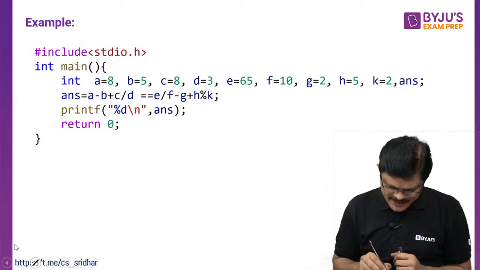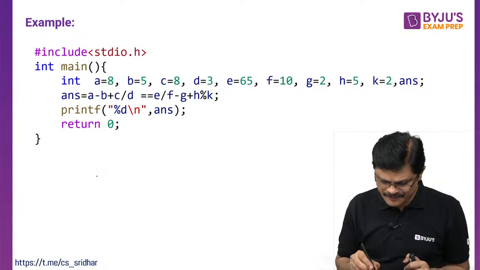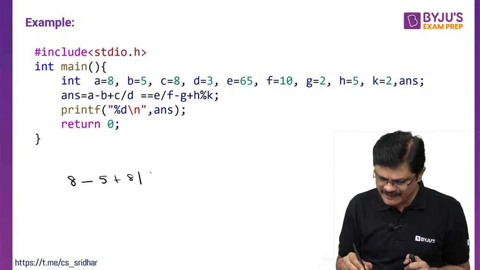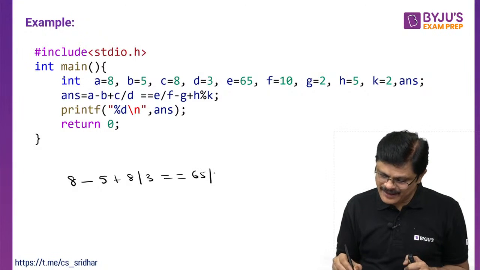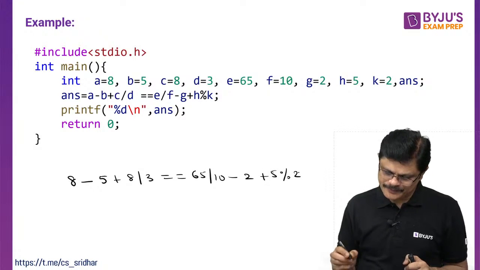Meanwhile, I'll just keep this equation ready so that I can solve it for you once you complete it. 8 minus 5 plus 8 divided by 3 double equals 65 by 10 minus 2 plus 5 percentile 2.